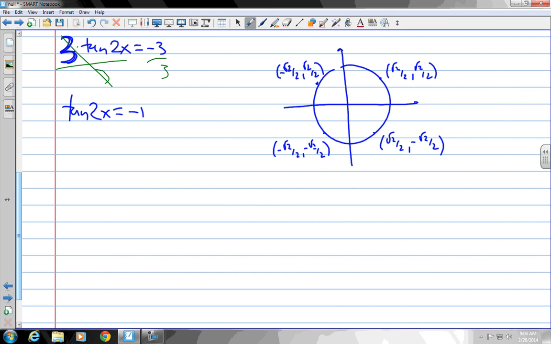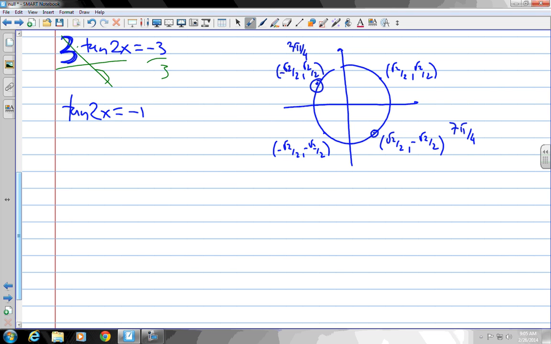Right? So when does tangent equal negative 1? This is the point where the tangent is negative 1, because it's sine over cosine. It's y over x. So that's negative 1 and that's negative 1, right? So this is what? This is 3 pi over 4. And this one is 7 pi over 4. Okay?